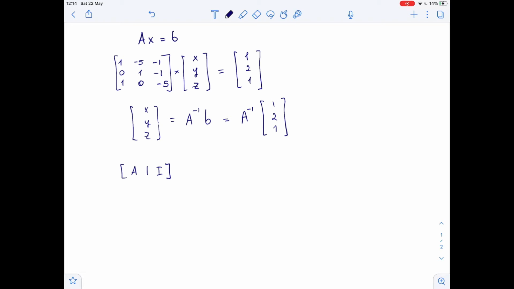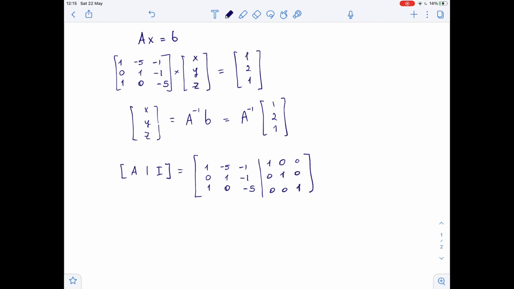Matrix A right here, and the identity matrix right here. So here we have 1, 0, 0, 0, 1, 0, 0, 0, 1. Okay, now we'll just need to perform some row operations to get our answers.